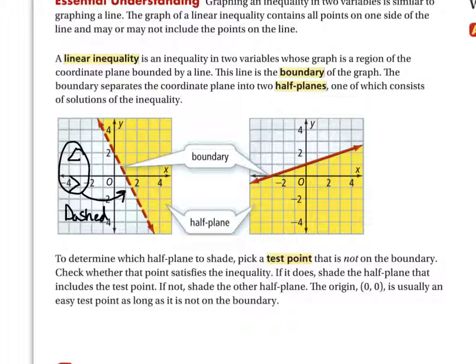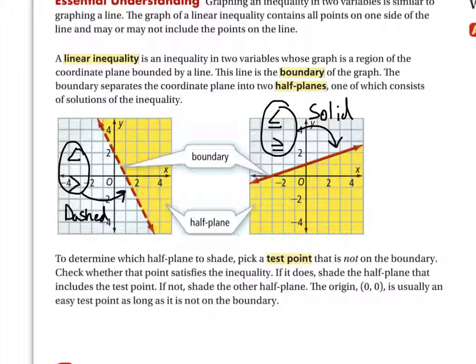Now, for the solid line, that is our "or equal to" situation. So that's going to be if we have a less than or equal to or greater than or equal to inequality. Those get graphed with a solid line. So that's it there. We graph the lines just like we always do, and we decide whether it's going to be graphed with a dashed line or a solid line, depending on what the inequality is. If the inequality says or equal to, it's going to be a solid line. If it doesn't, it's a dashed line.